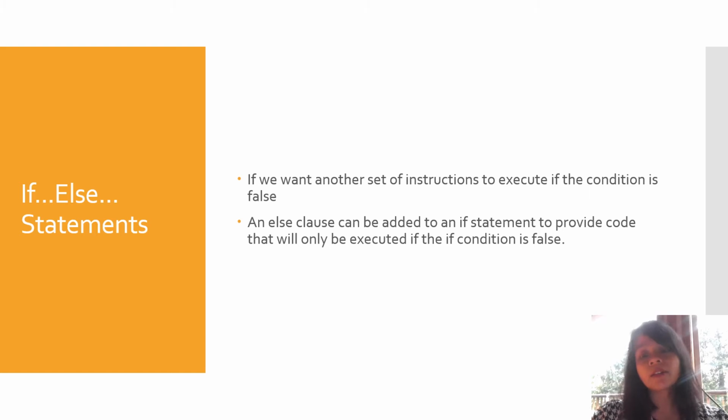Next, we have if-else statements. If we want another set of instructions to execute if the condition is false, so if color is blue, then do this. Else, meaning if it's not blue, if the value is anything else, then do this instead. An else clause can be added to the if statement to provide the code that will only be executed if the condition is false.